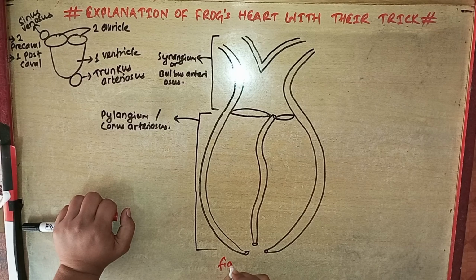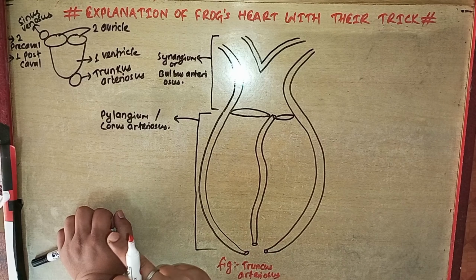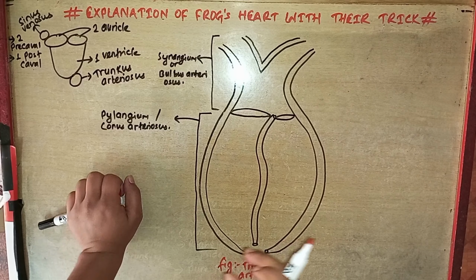This is the figure of truncus arteriosus. Take the table that I have provided earlier and understand all those points in this figure.